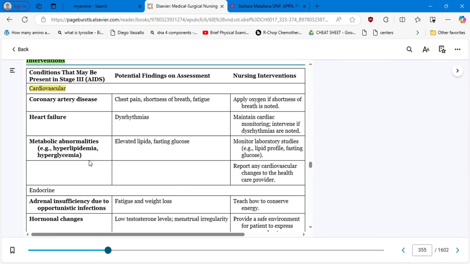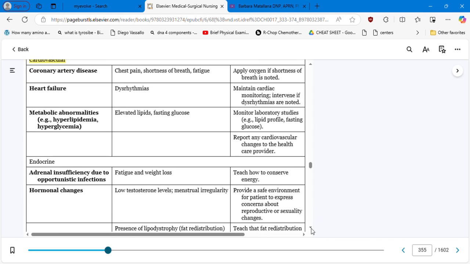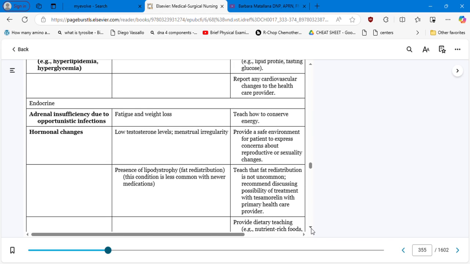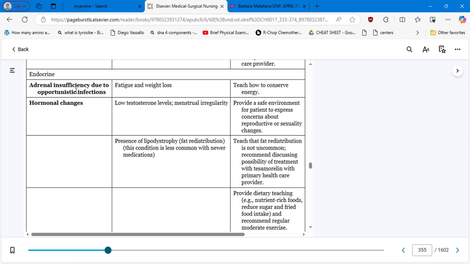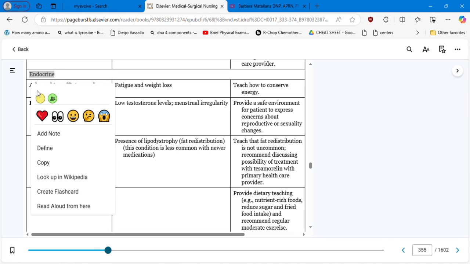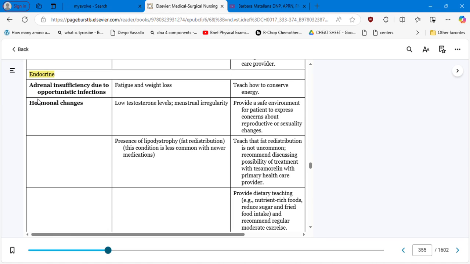In terms of endocrine, okay, also it's important to monitor the adrenal insufficiency due to opportunistic infections, right? Teach how to conserve energy, that's very important. And then hormonal changes, blood work is going to show you low testosterone levels, menstrual irregularity. So provide a safe environment for patients to express concerns.